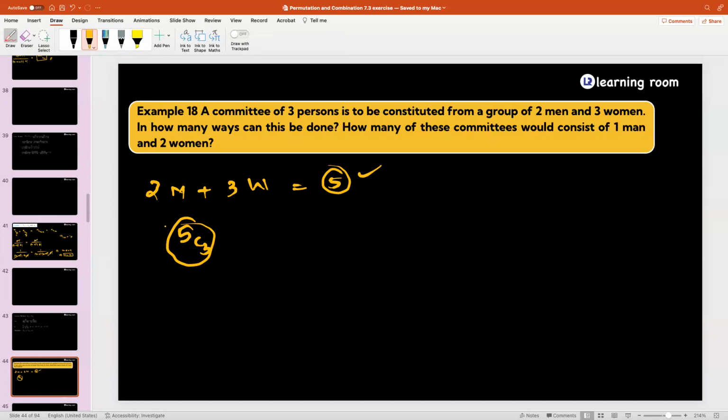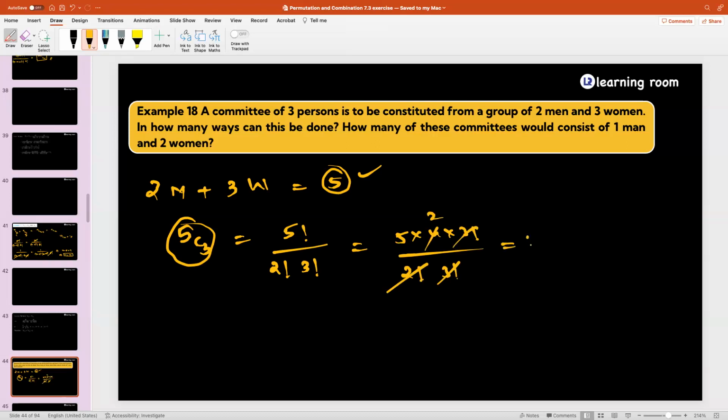Yeah, done. So what was it? We answered. So out of the 5 people, we need to form a committee of 3 people, right? So it is going to be 5C3, which is going to be 5 factorial by 2 factorial into 3 factorial, which is 5 into 4 into 3 factorial divided by 2 factorial into 3 factorial. 3 factorial and 3 factorial is gone. So answer should be 10. I hope it is clear.